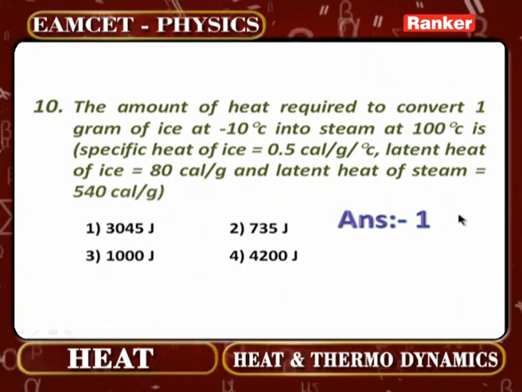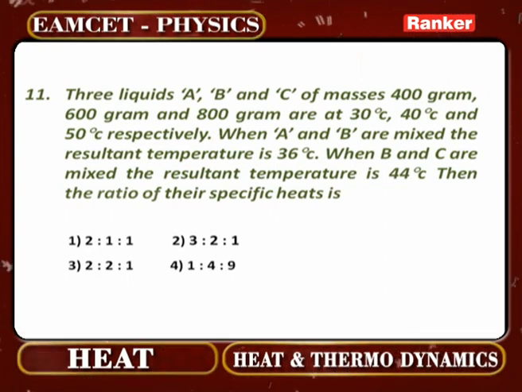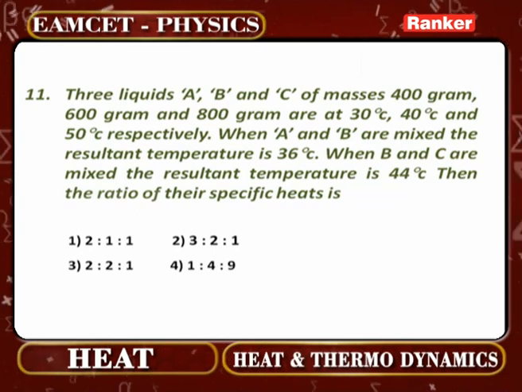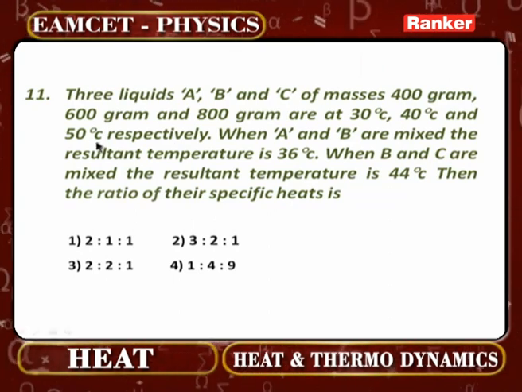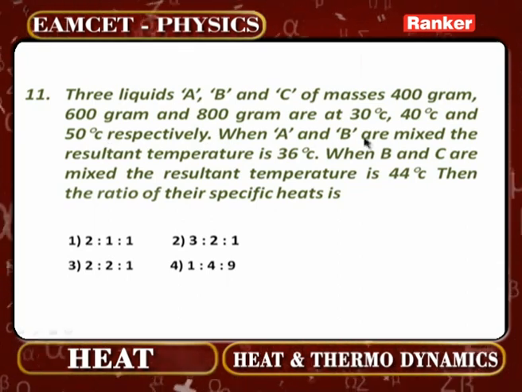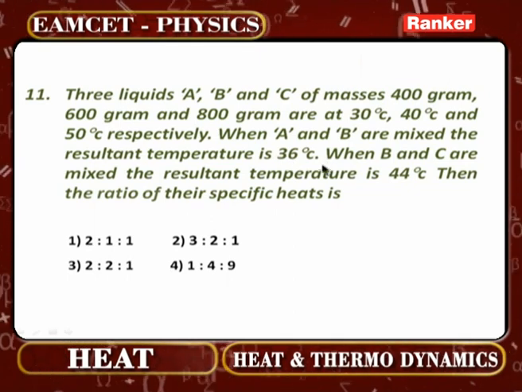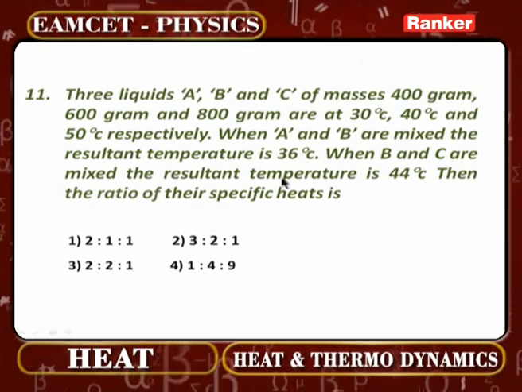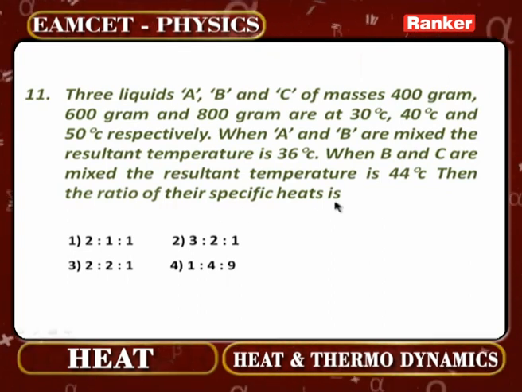Let us check the next question, that is problem number 11. Three liquids A, B and C of masses 400 gram, 600 gram, 800 gram are at 30 degrees centigrade, 40 degrees centigrade and 50 degrees centigrade respectively. When A and B are mixed, the resultant temperature is 36 degrees centigrade. When B and C are mixed, the resultant temperature is 44. Then the ratio of their specific heats is how much?